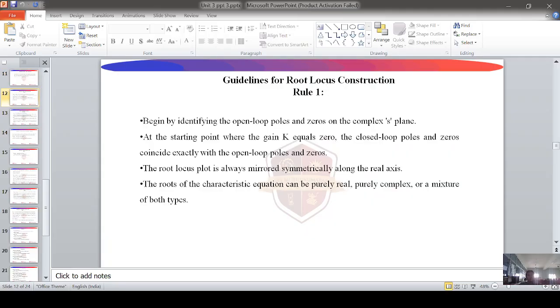So for rule 1, we begin by identifying the open loop poles and zeros on the complex s-plane. At the starting point where the gain K equals 0, the closed loop poles and zeros coincide exactly with the open loop poles and zeros. The root locus plot is always mirrored symmetrically along the real axis. So the roots of the characteristic equation can be purely real, purely complex, or a mixture of both types.